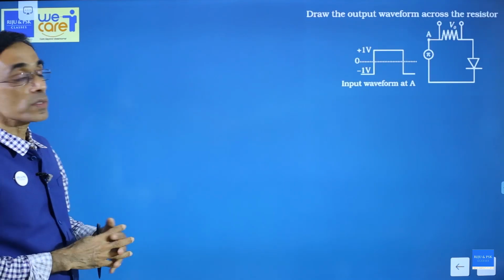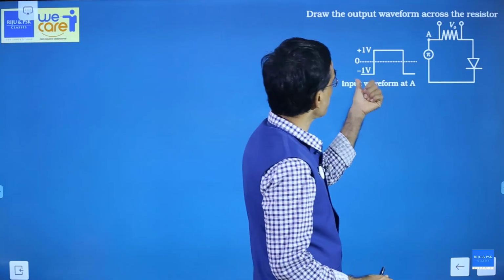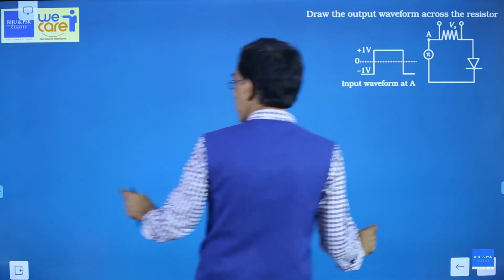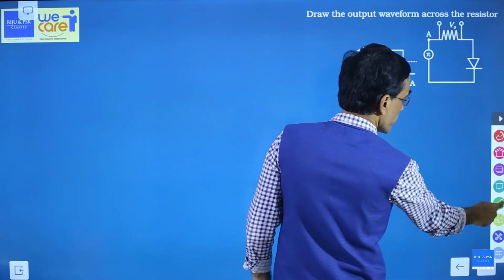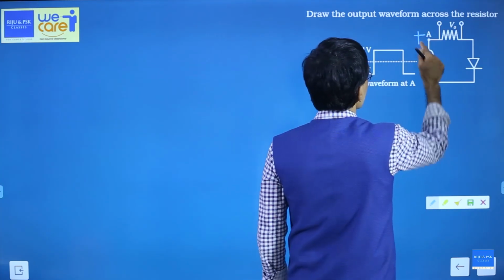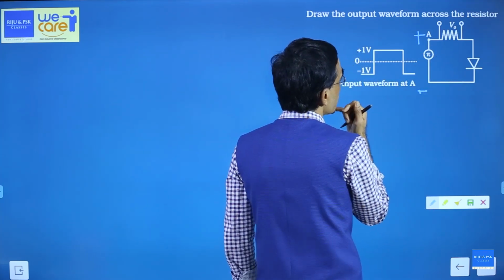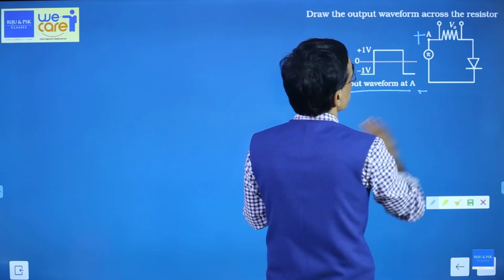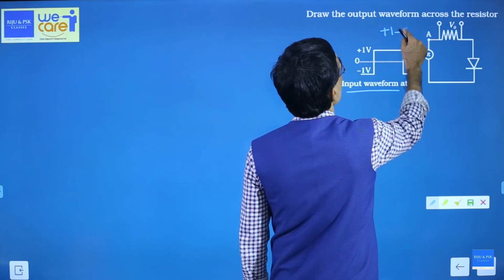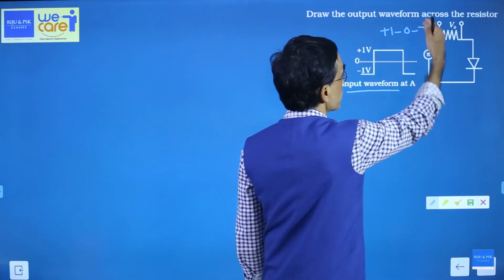Draw the output waveform across the resistor. There is a voltage source which is given as -1 to +1 and there is a diode. Okay. If A is positive and B is negative. Or rather, it's the input waveform at A, that's it. What is given? Input at A varies from +1 to 0 to -1. It varies like that at A. This is the voltage at A, not across this point, at A.